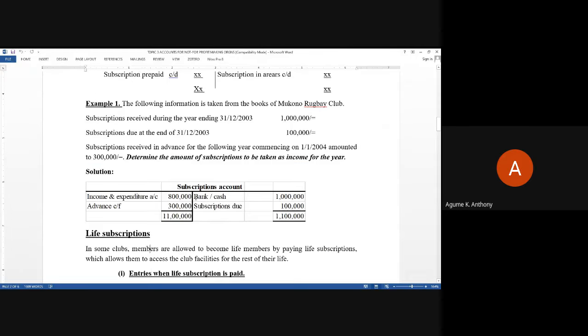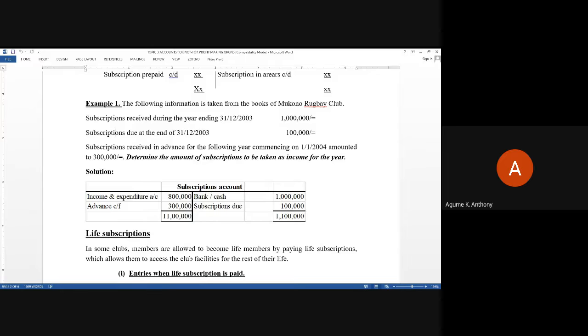There is an example here. The information is taken from the books of Mukono Rugby Club. You have subscriptions received during the year ending 31st December 2023, 1 million. Subscriptions due at the end of 31st December 2023, 100,000.